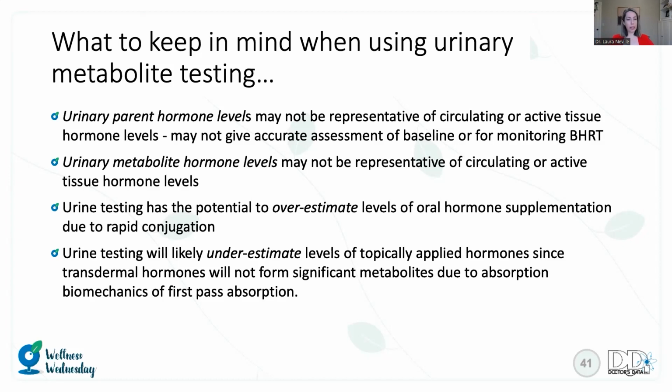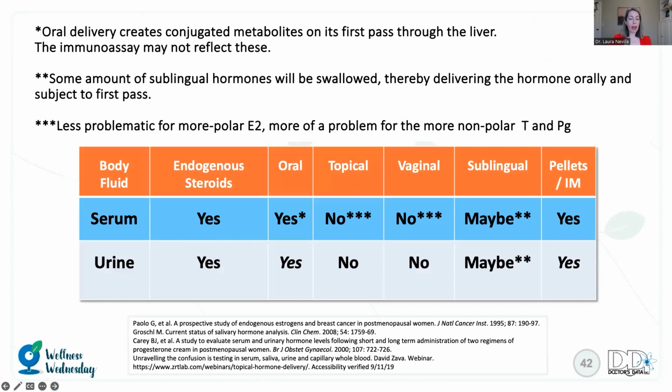Urine testing is really going to have a strong potential to overestimate levels of oral supplementation because of that rapid conjugation through the liver on first pass metabolism. It's likely going to underestimate levels of topically applied hormones because these transdermal hormones do not form significant metabolites because of the way they're absorbed, and they're moving directly more to tissues rather than going through portal circulation and into venous circulation and through the digestive process. So I will talk a little bit more about that.